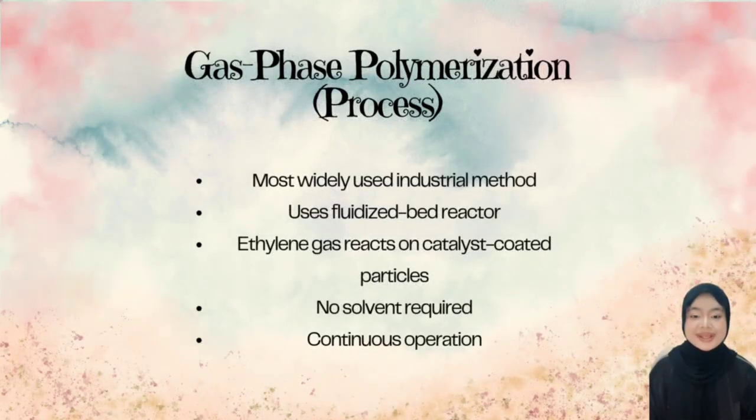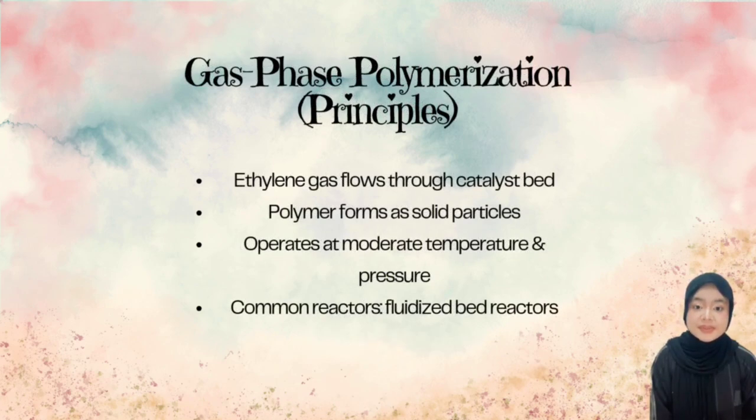Another important method is gas-phase polymerization. This method occurs in the gas phase, where ethylene gas reacts over a solid catalyst without using any solvent or water. For the principle, gas-phase polymerization is commonly carried out in fluidized bed reactors. Ethylene gas flows through the catalyst bed and polyethylene is formed as solid particles. My teammate will be continuing the rest.